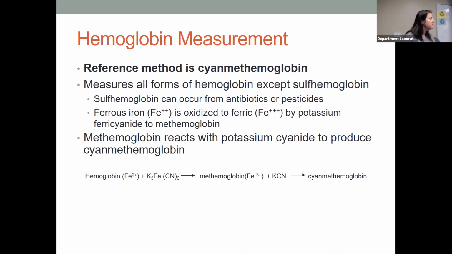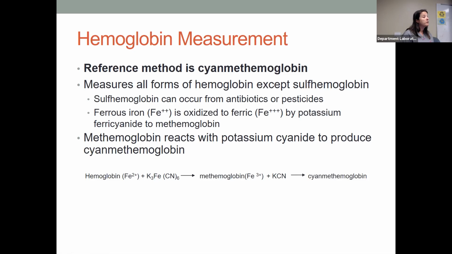All right, so what happens inside? Any of my chemistry people in here will love this. We're going to talk about a chemical equation. This is how your cyanmethemoglobin is determined. You have your ferrous hemoglobin, bound to iron. It is going to combine with potassium ferricyanide to form your methemoglobin. Your methemoglobin is going to be in the ferric state, and then it is going to combine with potassium cyanide to get your cyanmethemoglobin.